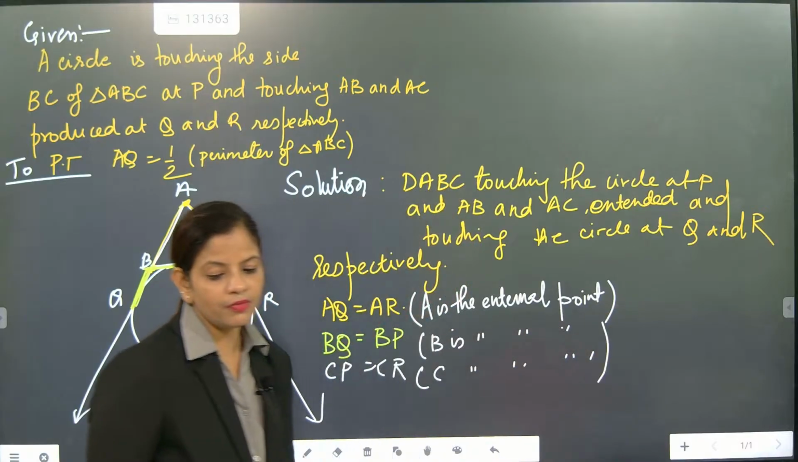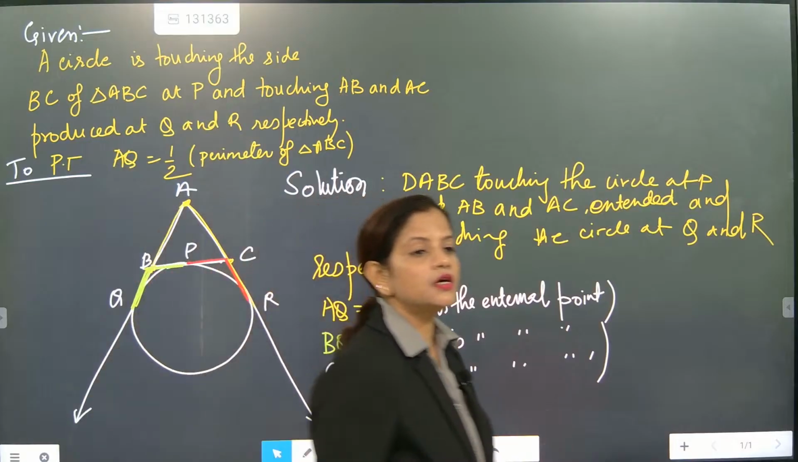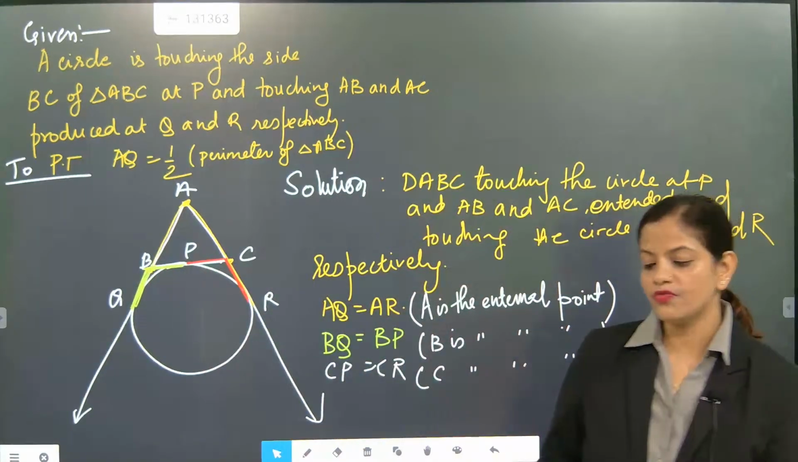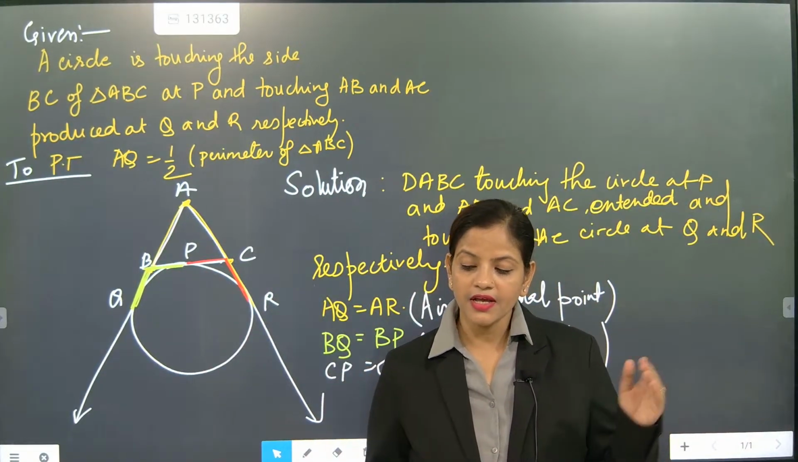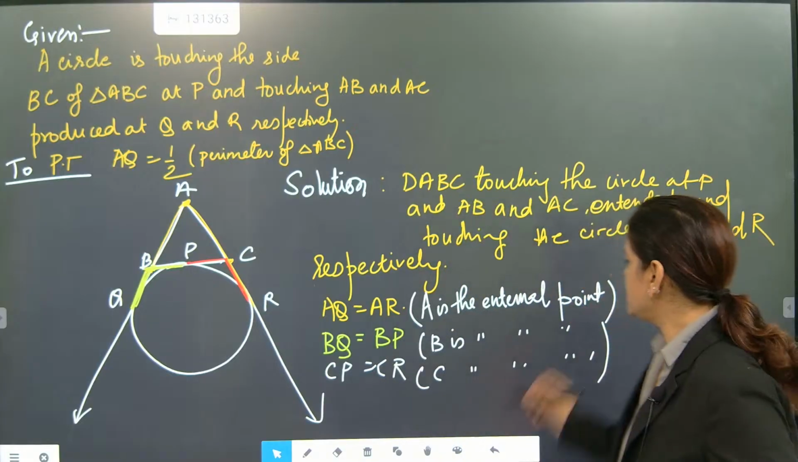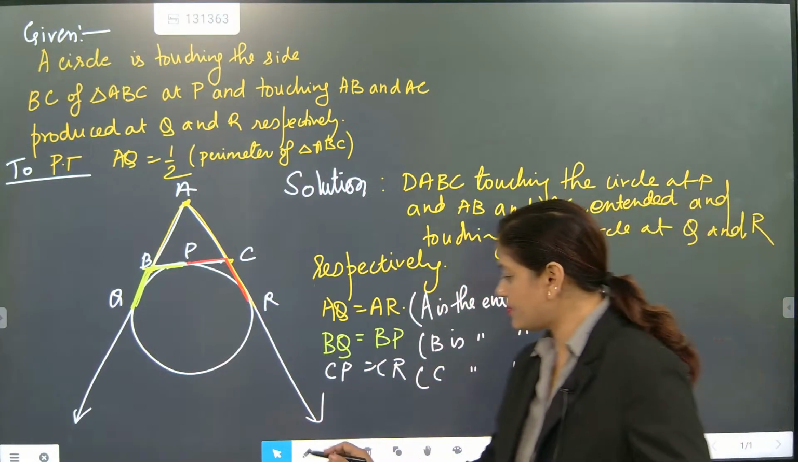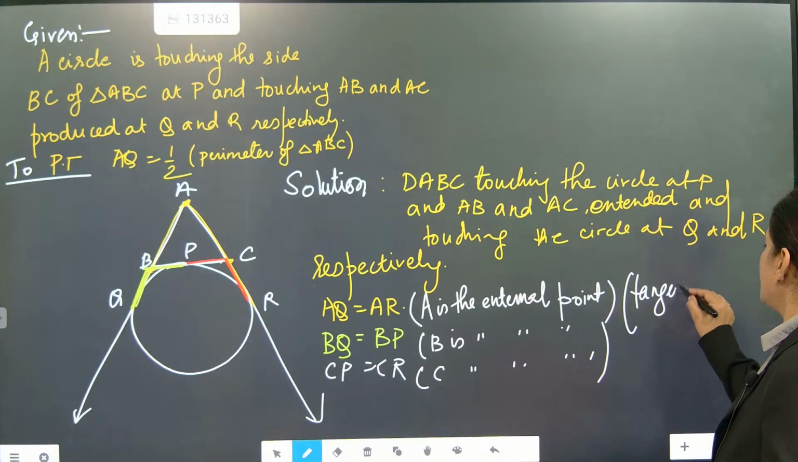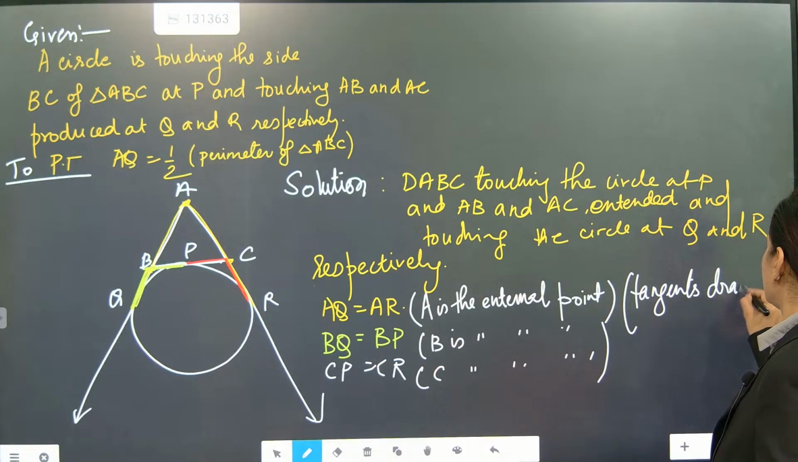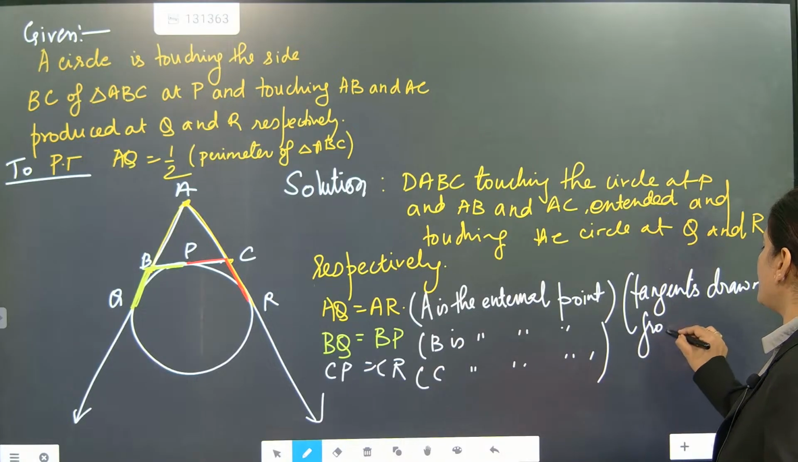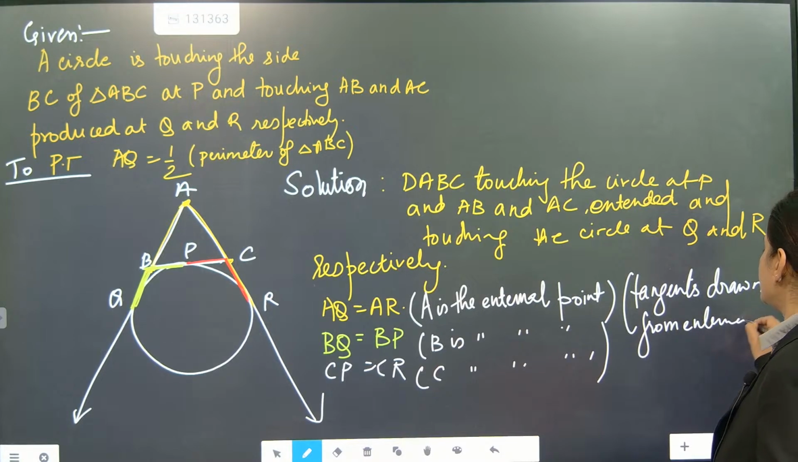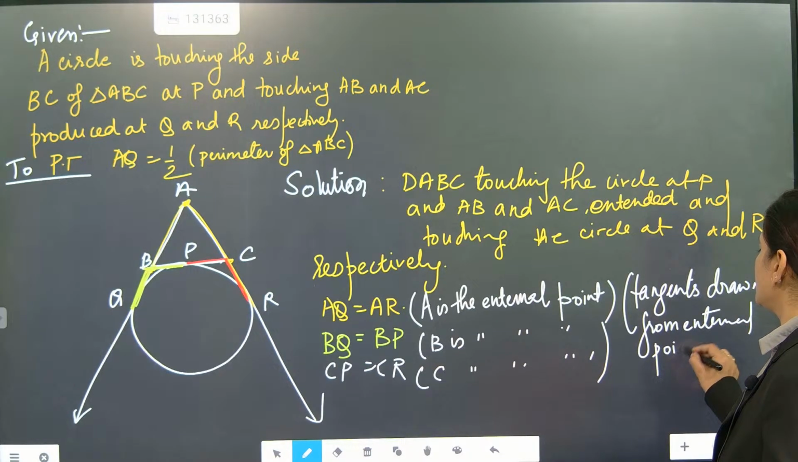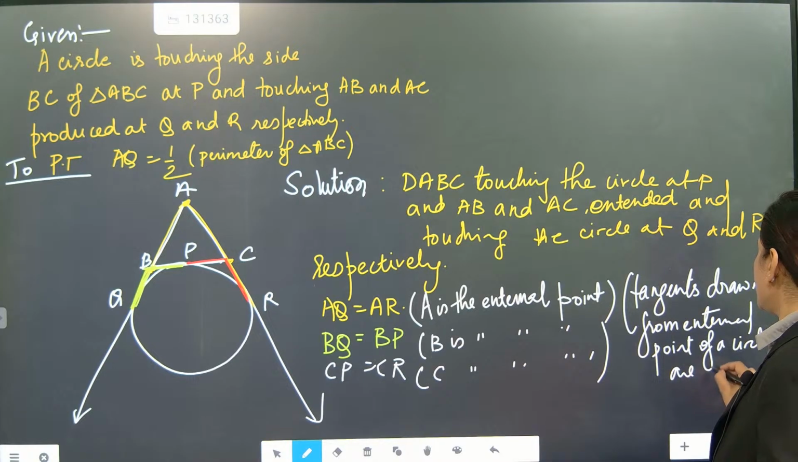And what is our theorem? Our theorem is that the tangents drawn from an external point of a circle are equal in length. Tangents drawn from an external point of a circle are equal in length.